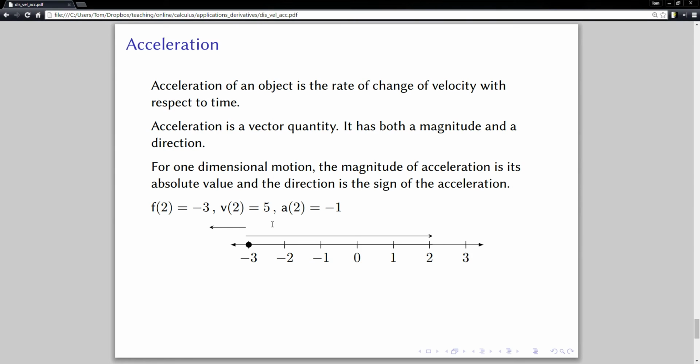So by comparing the velocity and the acceleration, we can answer those questions that we asked before. When is the particle speeding up? When is it slowing down? Which direction is it traveling in? How fast is it going? So we can answer all those questions with the velocity function and the acceleration function.